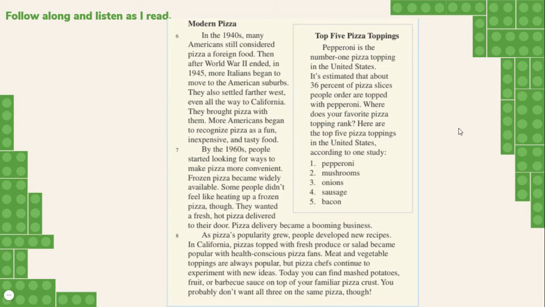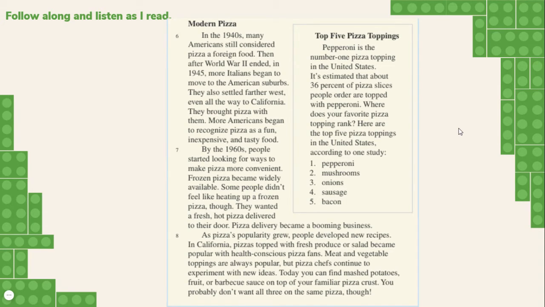Top 5 pizza toppings. Pepperoni is the #1 pizza topping in the United States. It's estimated that about 36% of pizza slices people order are topped with pepperoni. Where does your favorite pizza topping rank? Here are the top 5 pizza toppings in the United States, according to one study.